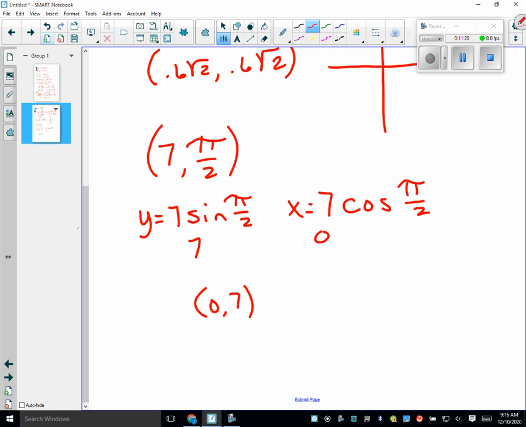Then where would this point be? Straight up. That's how those graphs work.